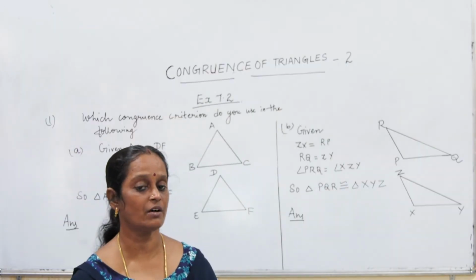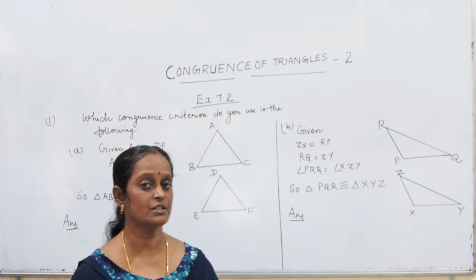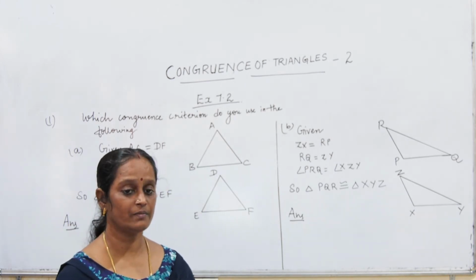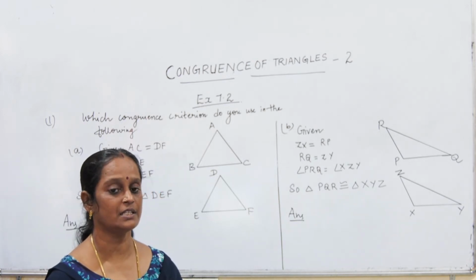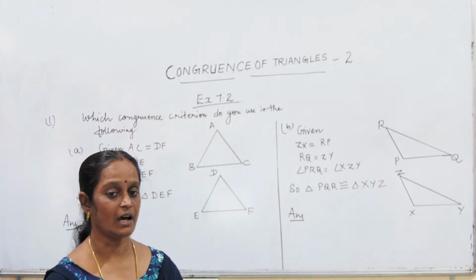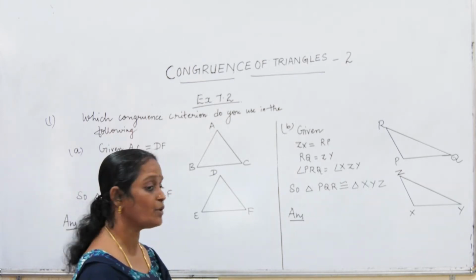Students, now let us solve some questions from the exercise 7.2 based on the criterion we learnt. That is the 4 criteria, that is RHS, SSS, SAS and ASA. Using this criteria we will solve some problems here.